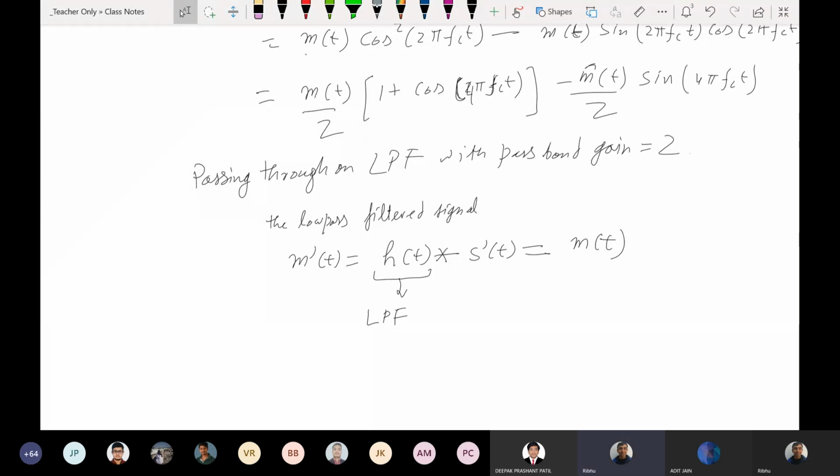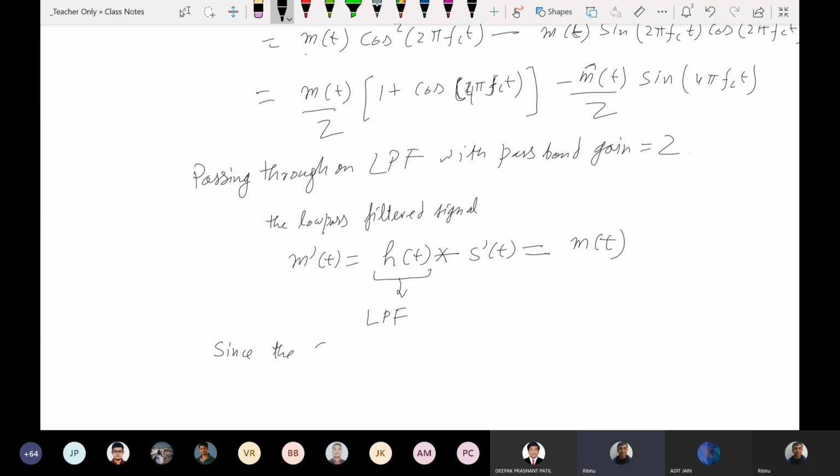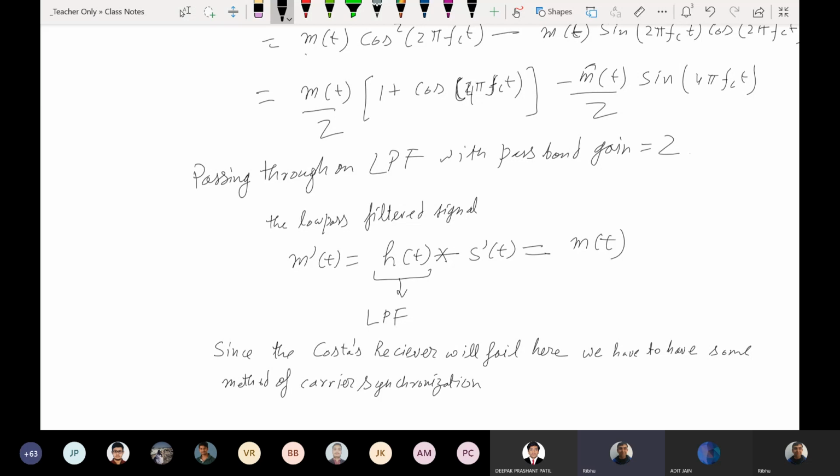So I am simply writing that since the Costas receiver will fail here, we have to have some method of carrier synchronization. We have to have some method of carrier synchronization.